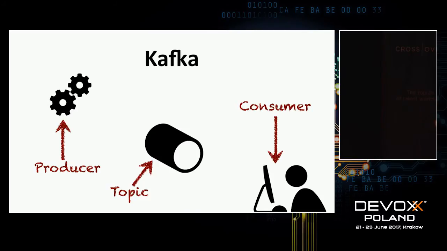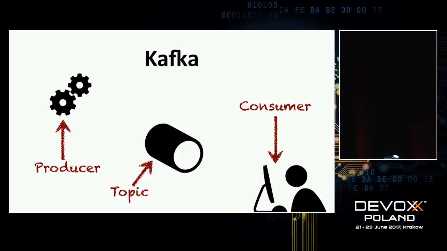In Kafka, we've got producers, consumers, and topics. Topics are just named queues of messages. A topic has a name, I put messages into it as a producer, and as a consumer, I take messages out of it. A topic lives on a broker. A broker is just a server running Kafka. So it's a computer running Kafka.